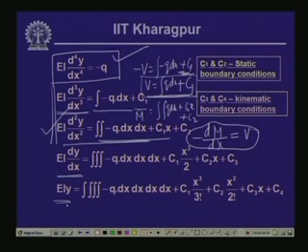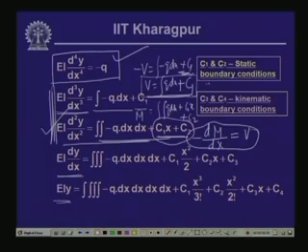Now, if you look into the constants associated with this set of equations, like C1 and C2, these can be evaluated from the boundary conditions of a beam, from the known values of the shear and the moment, and we call these constants as being evaluated from the static boundary conditions.